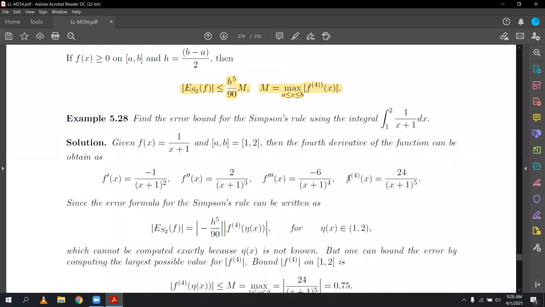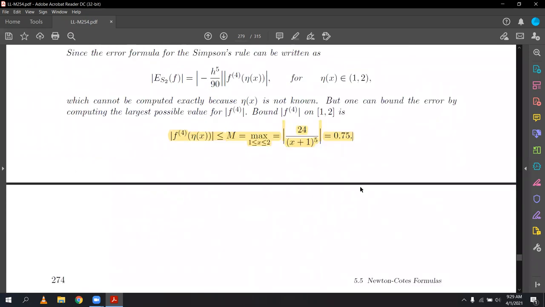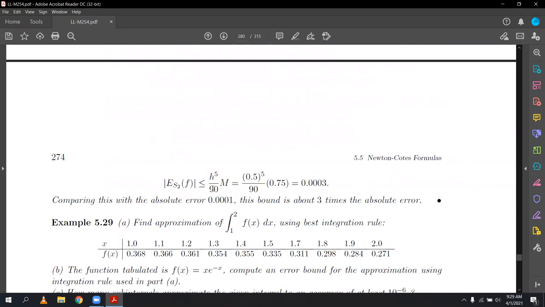You need the fourth derivative, and the fourth derivative of the function you will find is this one. Then you use the maximum value of the fourth derivative inside the interval 1 to 2, because your variable is in the denominator, the maximum is always measured at the smallest point, which is 1, so 1 plus 1 power 5, 2 power 5. 2 power 5 is 32. 24 divided by 32 will give you 0.75. Now you use the formula, h is your 0.5 by 90, and this is the possible error bound, a very good error bound, 10 to the minus 4 accuracy, just in this simple case. This is an example I give in the exam.